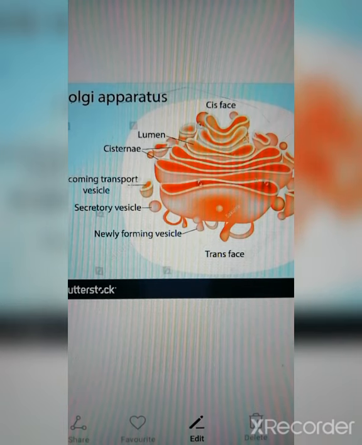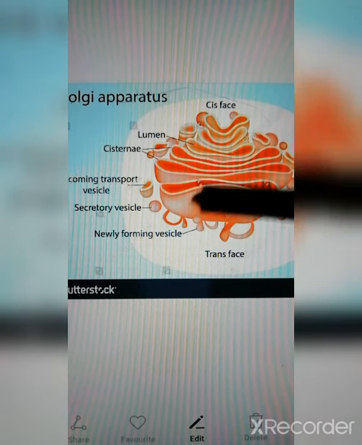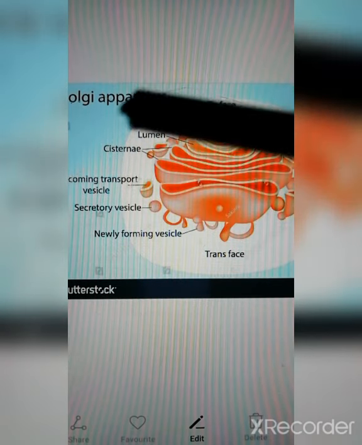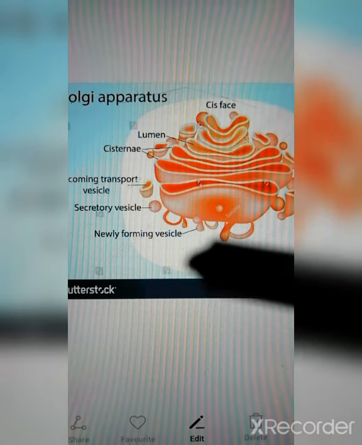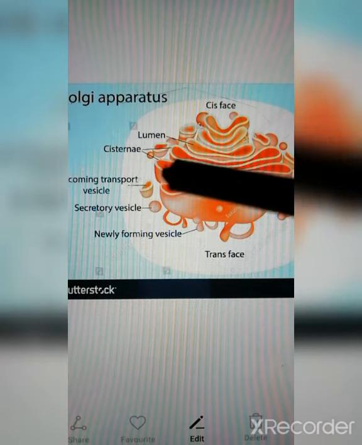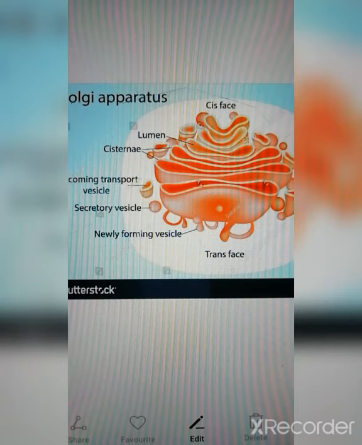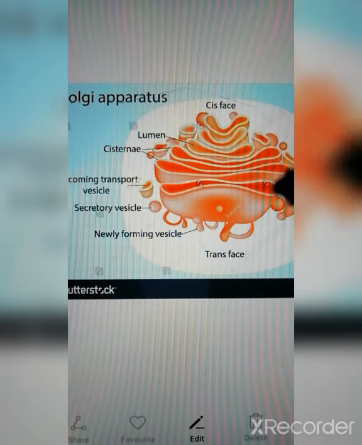So the main function of the Golgi apparatus or Golgi complex is to pack the different kinds of substances which are sent by the endoplasmic reticulum with the help of ribosomes. The Golgi complex packs these substances and transports them to different organelles of the cell. The number of Golgi bodies within the cell differs from cell to cell.